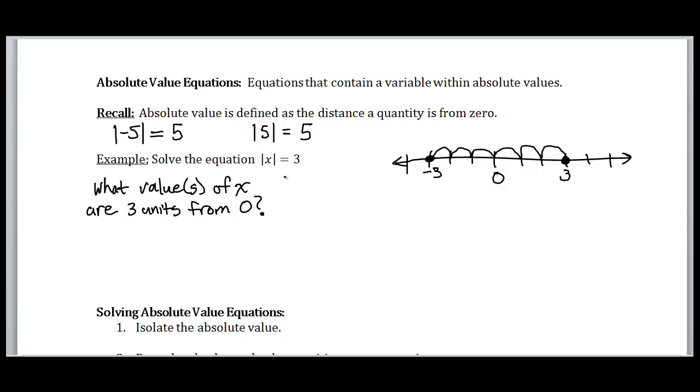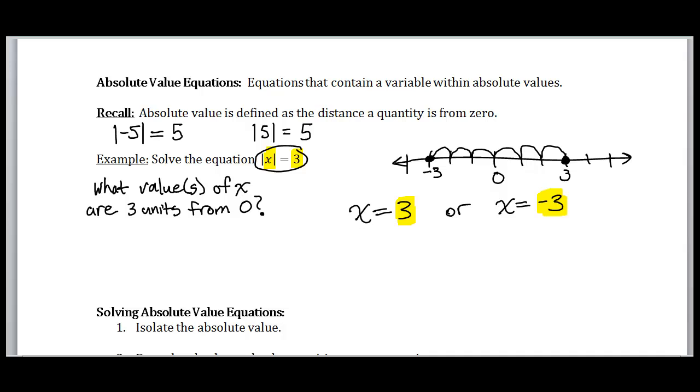So that tells me that the solution to this absolute value equation is going to be x equals 3, or x equals -3. That means when I have an absolute value equation, I can possibly have two different solutions. This is what we're going to use each and every time we start to solve absolute value equations. We're going to take what's in the absolute value and set it equal to the positive of this number, and set it equal to the negative, because both of those numbers are 3 units from 0.